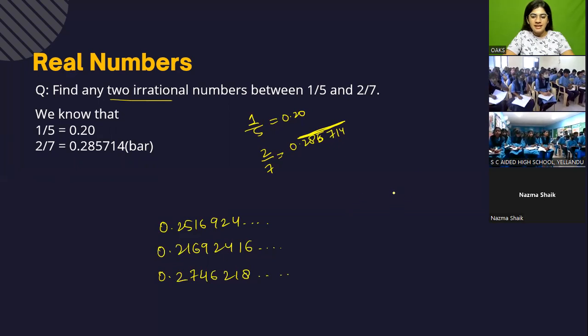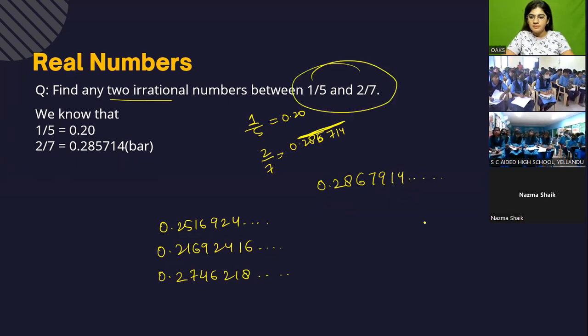School 2, can you answer yes or no? Yes. So is this an irrational number between these two numbers? School 1, can you answer? Is this an irrational number between these two numbers? The answer is no. It is 0.2857, this is 0.2867. This is more than 2 by 7. It is not between. It is after 2 by 7 on the number line. Is that clear?